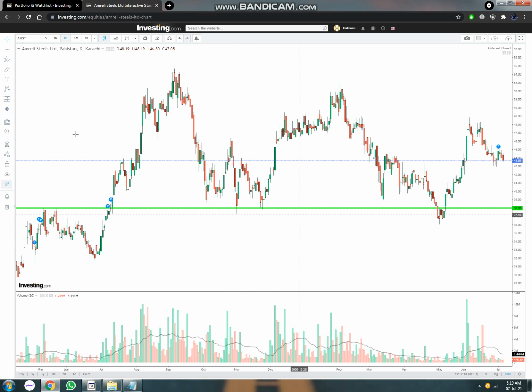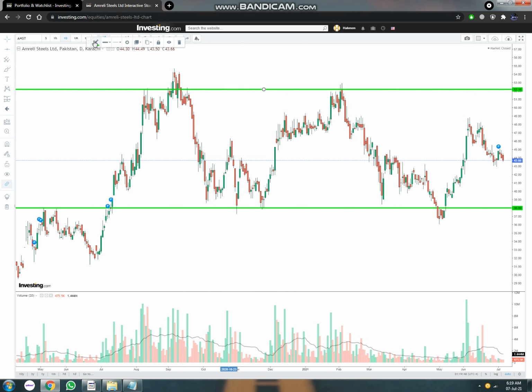So generally this is a support level and this is a resistance level. You will have to recognize both a support level and a resistance level. Now this is the resistance level. Let me show you the resistance level right here. I'll mark this red because it's the resistance level.